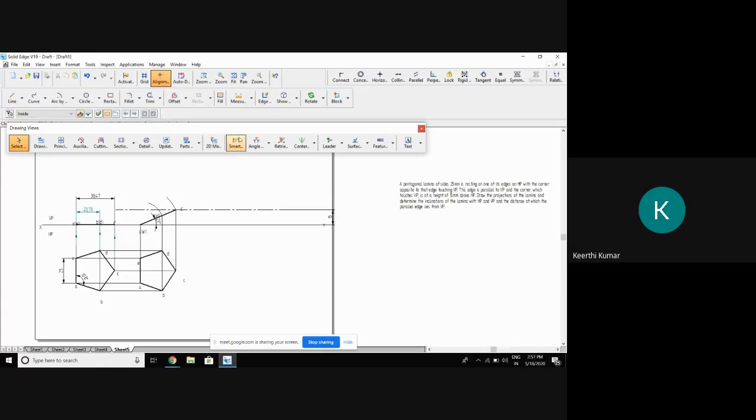So this is with respect to HP finished. Give the leader. From here to here we went. Here to here. Okay. Now what he is telling, the corner opposite to the side on which it rests touches VP.